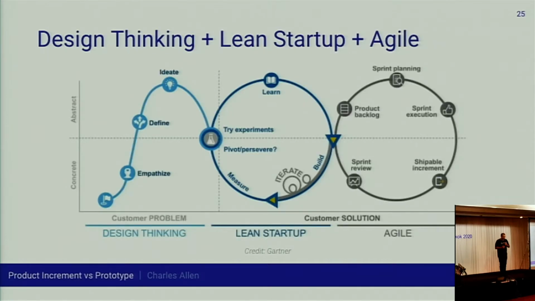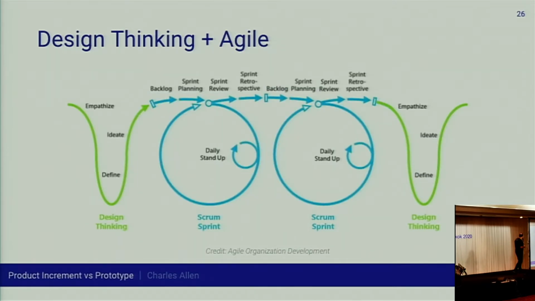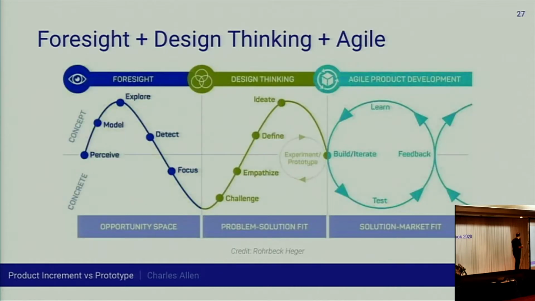So let's come back to these diagrams. I'm sure you've seen them before. There are many of these. So here's an example of design thinking, lean startup, agile. Here's an example of design thinking and agile, kind of tick-tocking back and forth. And here's an example with Foresight, design thinking, and agile. And I will admit, I don't even know what Foresight is, but maybe I should learn about it. So how does this work? What do they mean? What do these diagrams tell us?